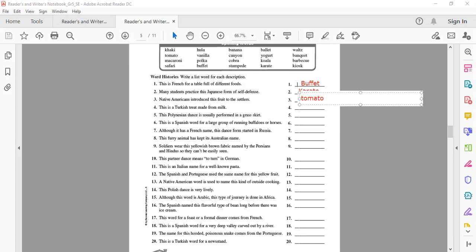Okay, and then number 4. Let's go, Maria. Yalla Maria. This is a Turkish treat made from milk. Yogurt. Yogurt, very good. Yogurt. Okay, and then we have number 5, Tina. Hiya, Tina.